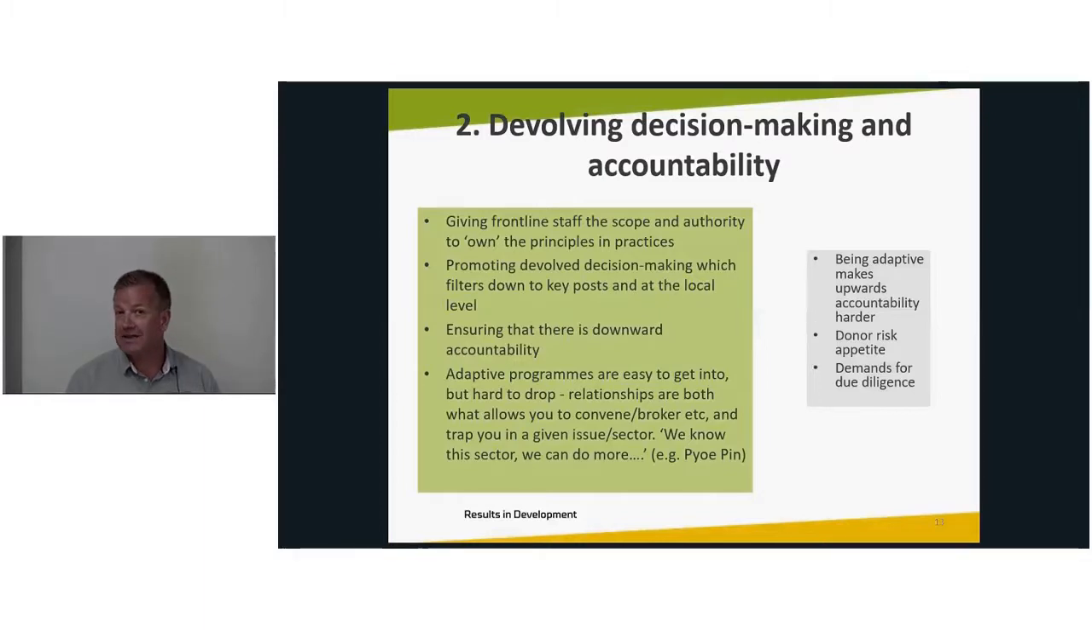Being adaptive makes upward accountability harder, so it makes it more challenging for the donor to accept adaptive programming, because they know that the accountability is more difficult. Donors do demand due diligence, and rightly so. And it also depends on the donor's risk appetite for failure and experimentation.